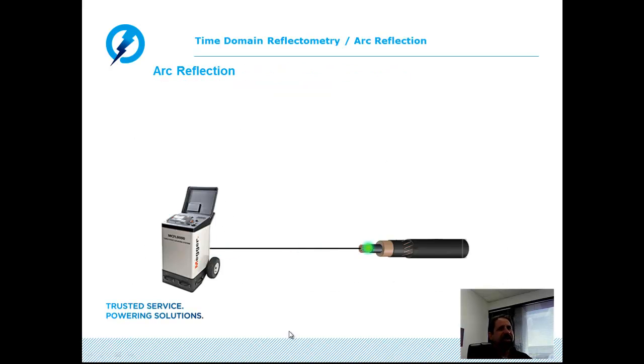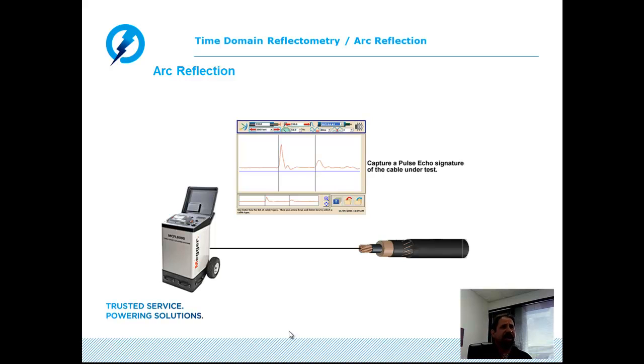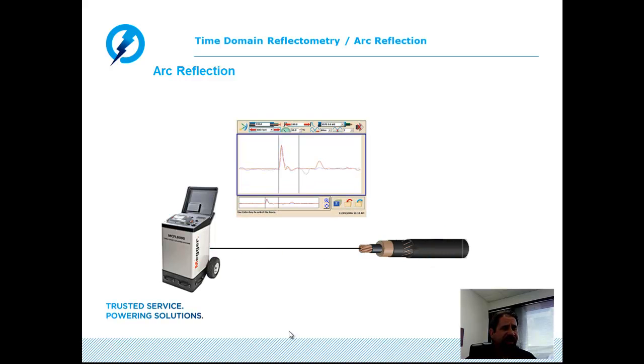The next of the time domain reflectometer techniques that we're going to discuss is going to be that of arc reflection. The technique of arc reflection combines the capacitive discharge technique and the pulse echo technique for the purpose of locating high resistance shunt faults and intermittent shunt faults.